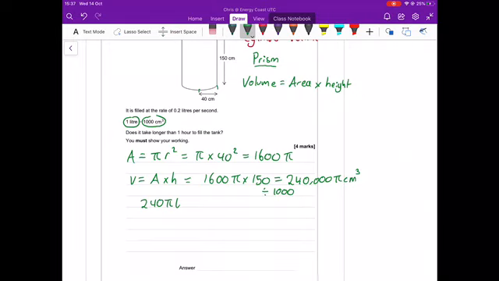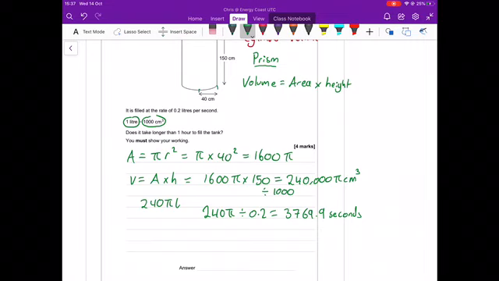It is filled at a rate of 0.2 litres per second, okay? So every second it fills up by 0.2 litres. Here's what I'm going to do. I'm going to do 240 pi, on my calculator this is, divided by 0.2, and that will tell me how many seconds this thing takes. So 240 pi divided by 0.2, and it gives you 3,769.9 seconds.